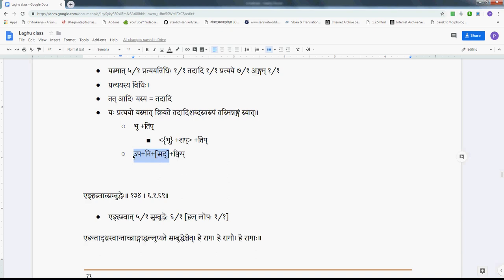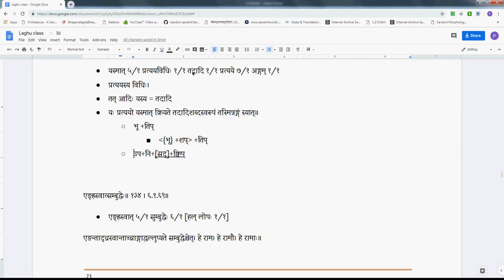These Upasargas, Upa and Ni, are added at the end, when this Sad plus Quip is entirely derived. Only when you derive this Sad plus Quip completely can you add Upa plus Ni. So the Upasarga is added at the end. When you are deriving Sad plus Quip, Upa and Ni are not present at all. Therefore, for Quip, Sad is the Anga and not Upa Ni Sad.